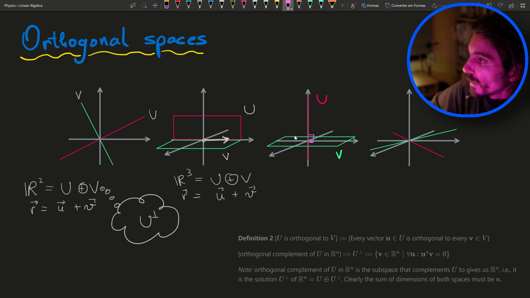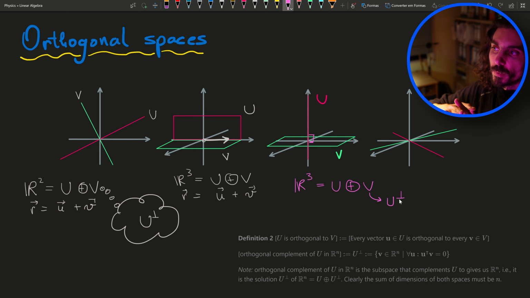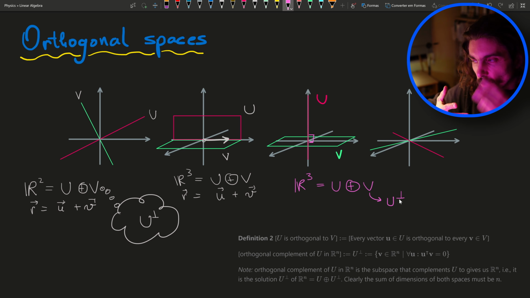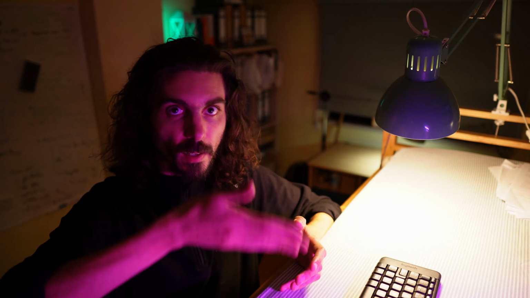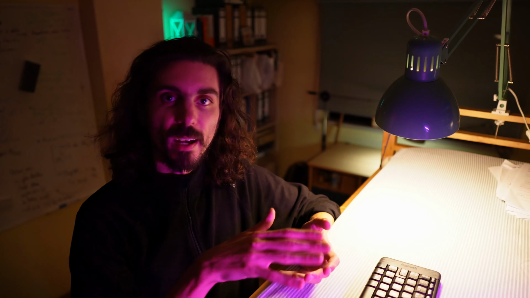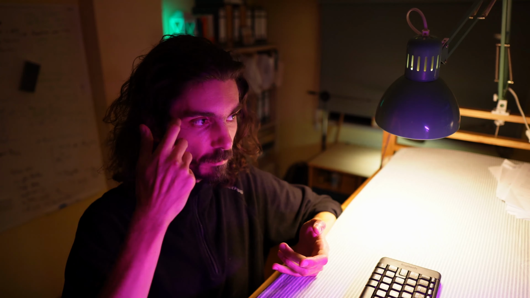So I can write again that R3 is equal to U plus V, and moreover I can say that V is U perpendicular, meaning the orthogonal complement of U, because it's just exactly what you need to reach every point on R cubed. If you start with the vertical axis, well, you need to complement that with a plane, and vice versa. So V is the orthogonal complement of U, and U is the orthogonal complement of V.